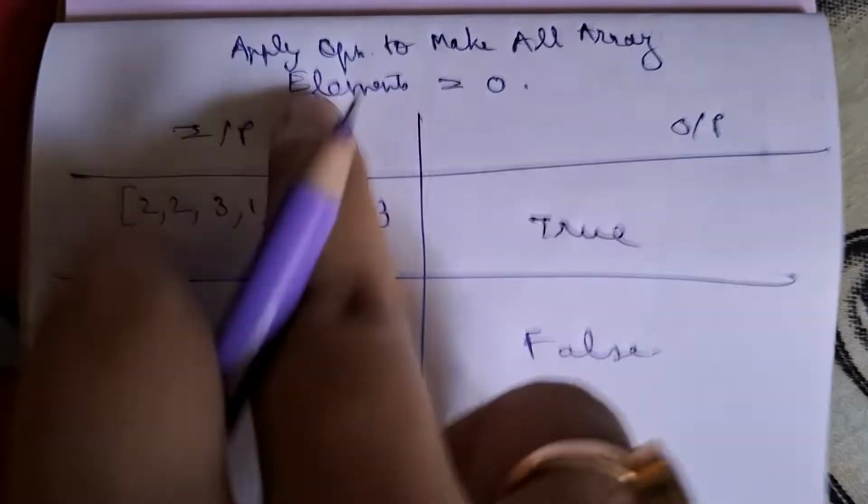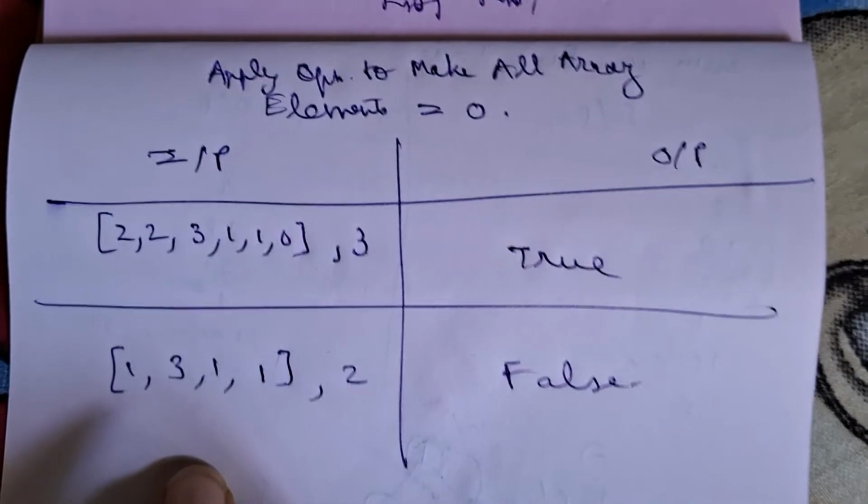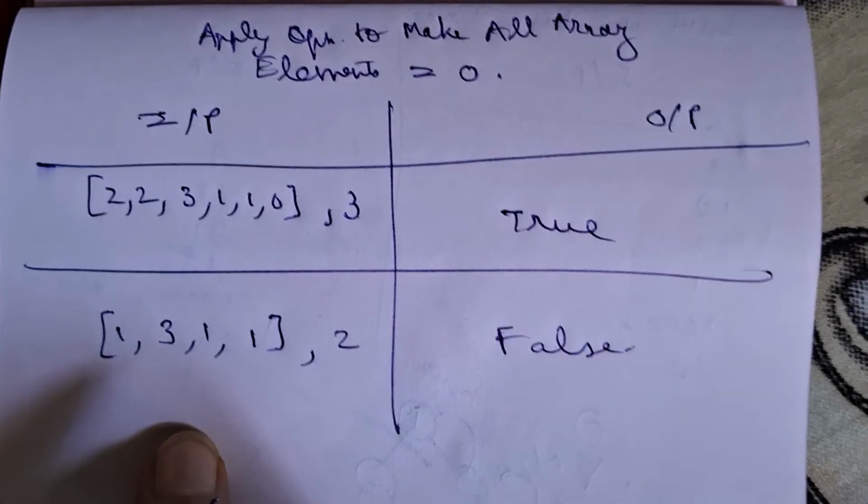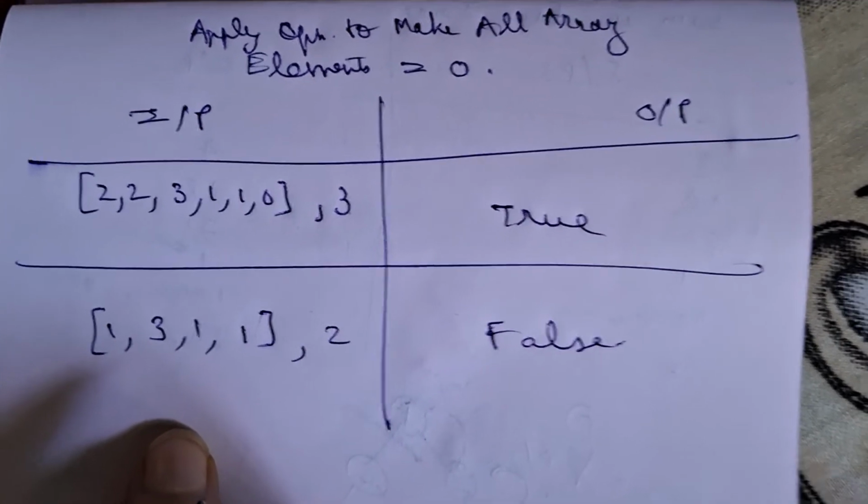So in this video, I'm going to discuss the apply operations to make all array elements equal to 0 problem, which occurred in today's LeetCode weekly challenge.